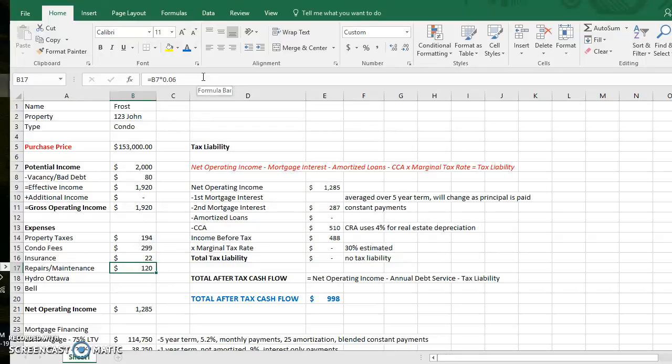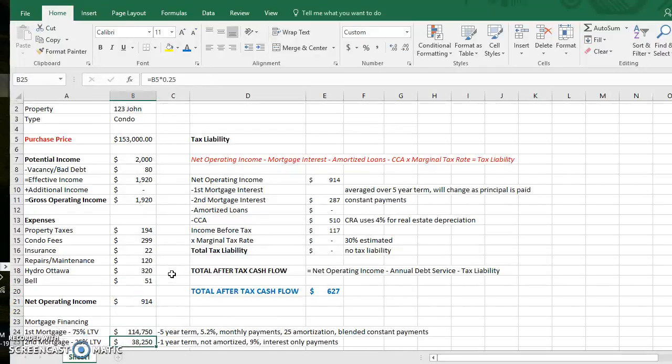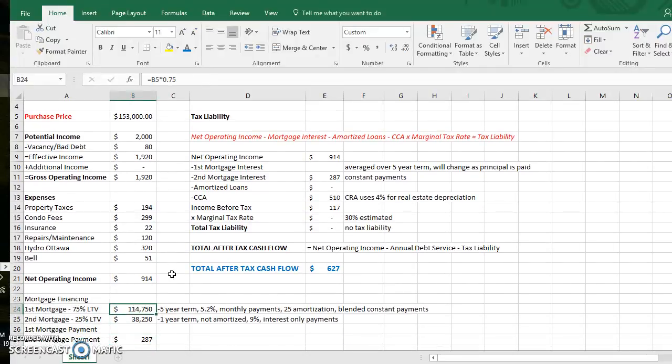For this, I've set it at 6%, as you can see from the formula up here: 6% of the potential income is set for repairs and maintenance. That will alter depending on the property and the area, but for this I did set it at 6%. Hydro, I have at $320 as for my previous property that I own, and internet I pay for this type of property, and that's $51 a month. So you'll see that gives us our net operating income, $914.